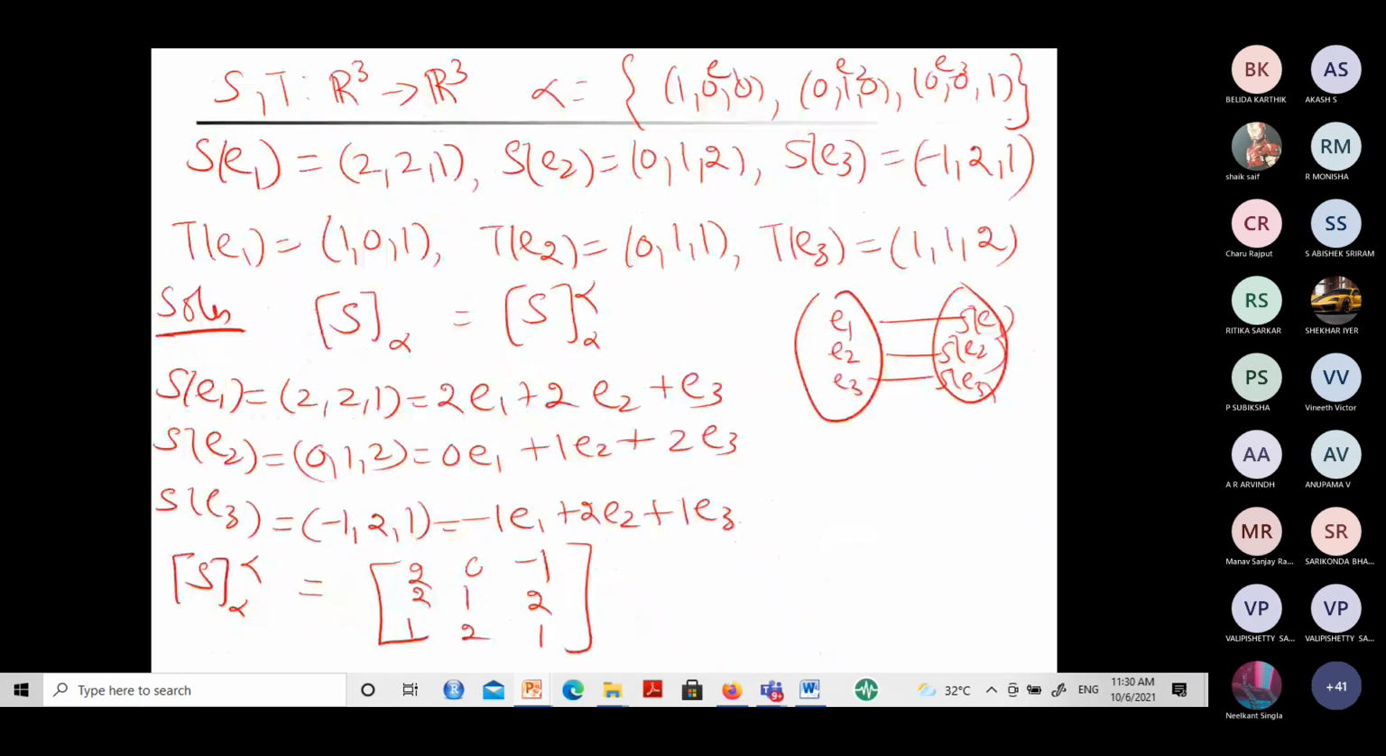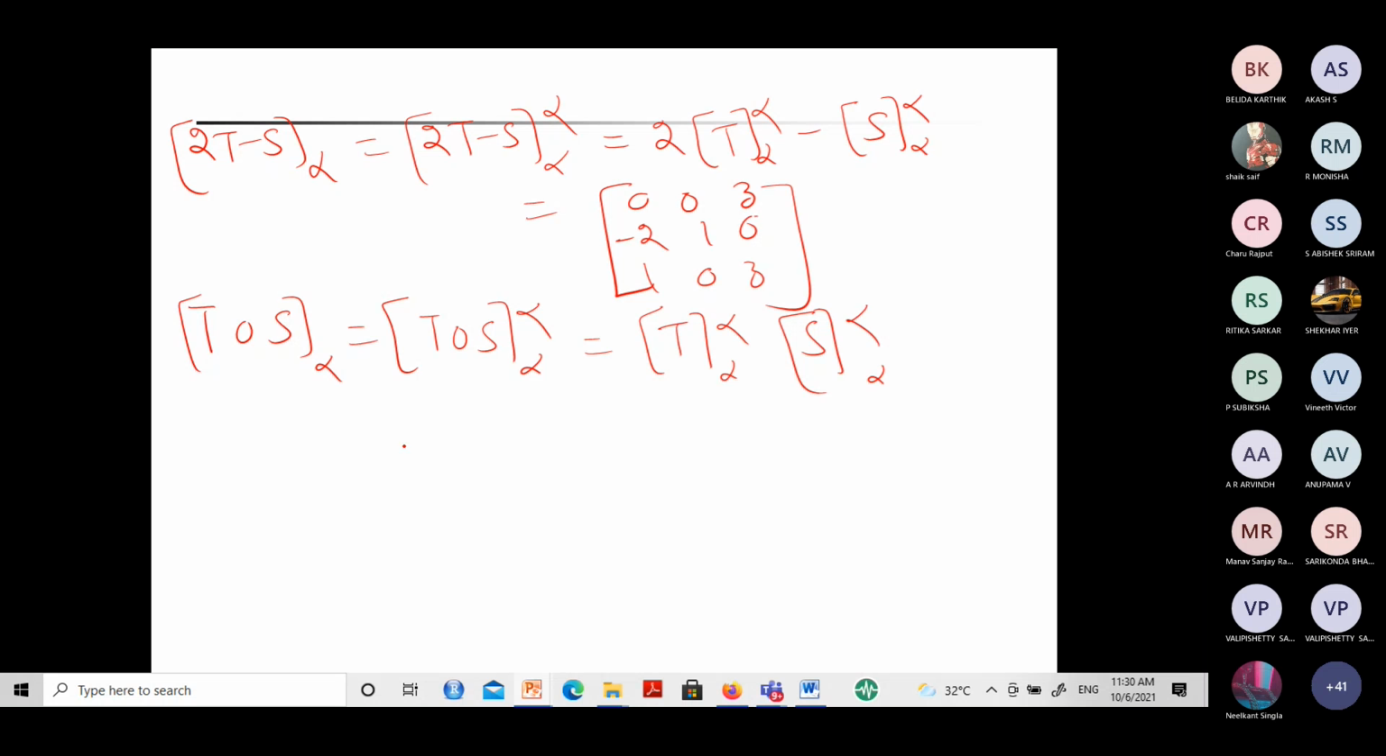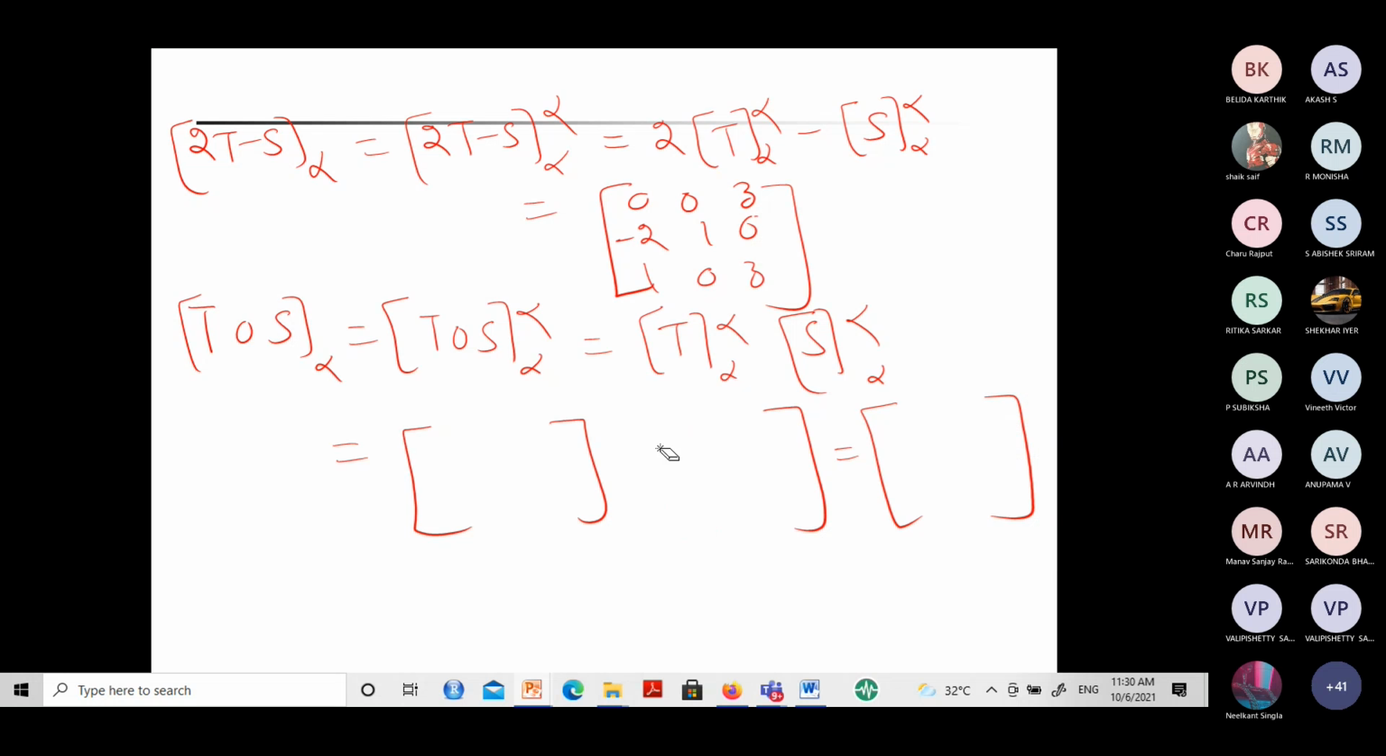What is asked? T composition S alpha. So it is T composition S alpha to alpha, that is T alpha to alpha into S alpha to alpha. Just multiply. You have the matrices, multiply and say.